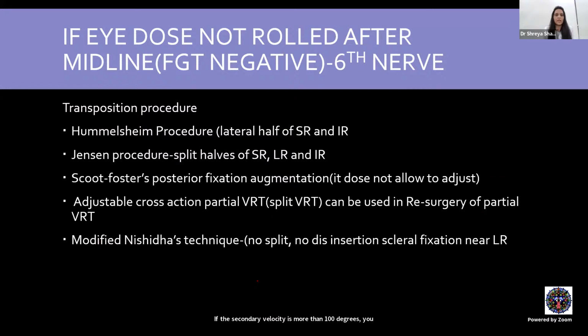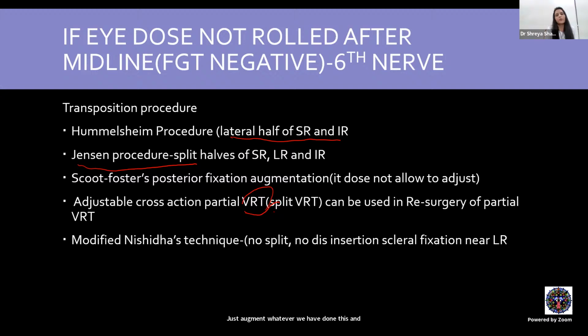So the transposition procedures available are the Hummelsheim and Jensen procedures. In the Hummelsheim procedure, we usually take the lateral half of the SR and IR and attach them to the LR. In the Jensen procedure, we cut all the three muscles and attach them to each other. Scott's posterior augmentation sutures, we can just augment whatever we have done. Adjustable cross-action VRT. This is a newer technique.